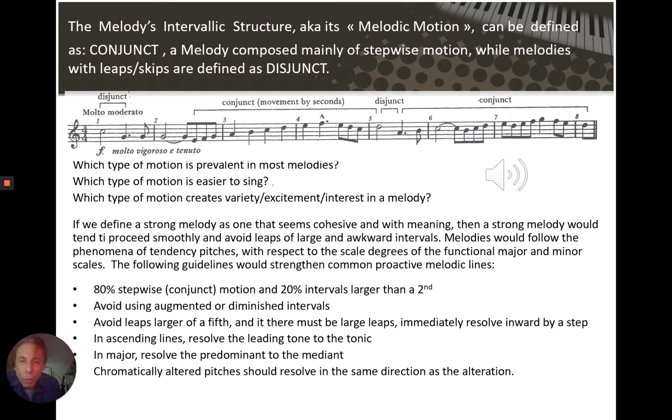So before we listen to this Wagner, most melodies, do you think, are going to be more conjunct or disjunct? And our sense of melody comes from our long tradition of singing. So which is easier to sing? Notes that go by steps or with lots of skips? And what creates a little bit more variety or interest in a melody?